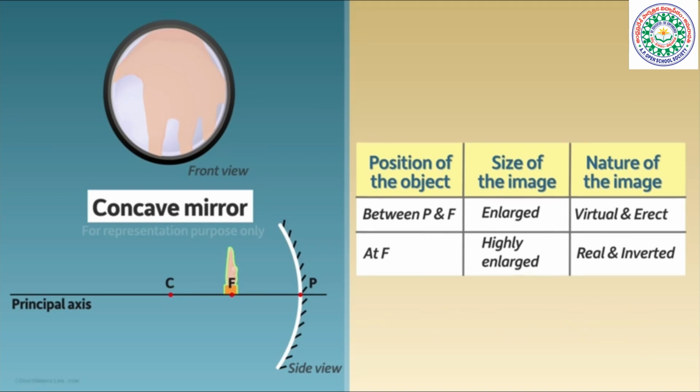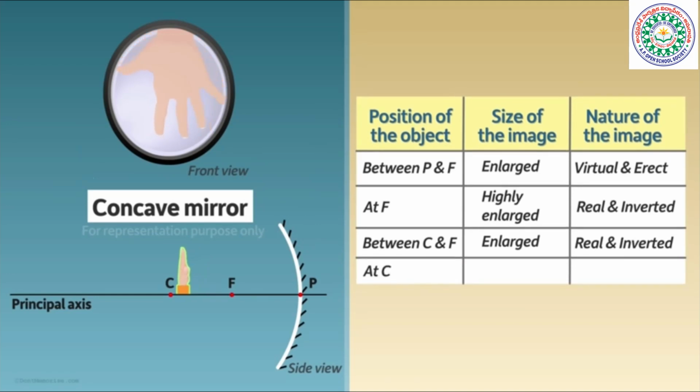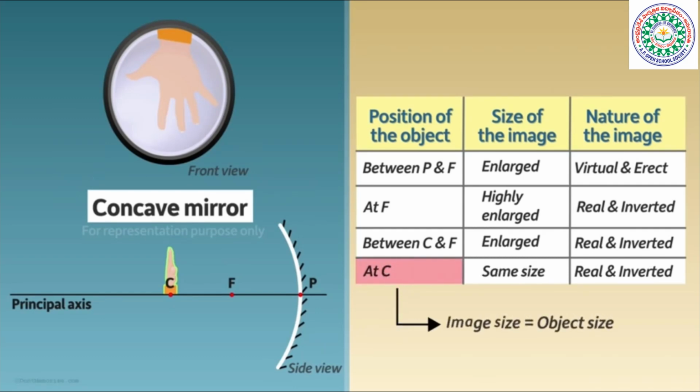When I start moving this object away from the focal point towards point C, the image is still enlarged, but the size is reducing. And what is the nature of this image? Yes, here as well, the image is upside down. It's a real image. When the object is at point C, the image is still real and inverted, but now the size of the object and its image is the same. Yes, at this point, both the object and the image are of the same size.